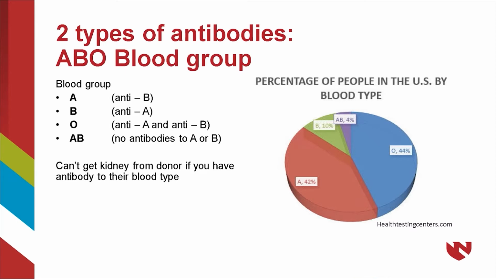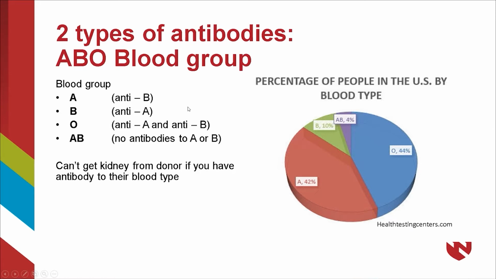Now, there are two types of blood compatibility that we think about from the transplant perspective. The first is the ABO blood type compatibility. As you may or may not know, all humans have one of 4 blood types, A, B, O, and AB. Shown on the right is a pie graph of the percent of people in the United States with each of these blood types. Note that A and O are roughly equal with 40-some% of the population, whereas B and AB represent far fewer people.